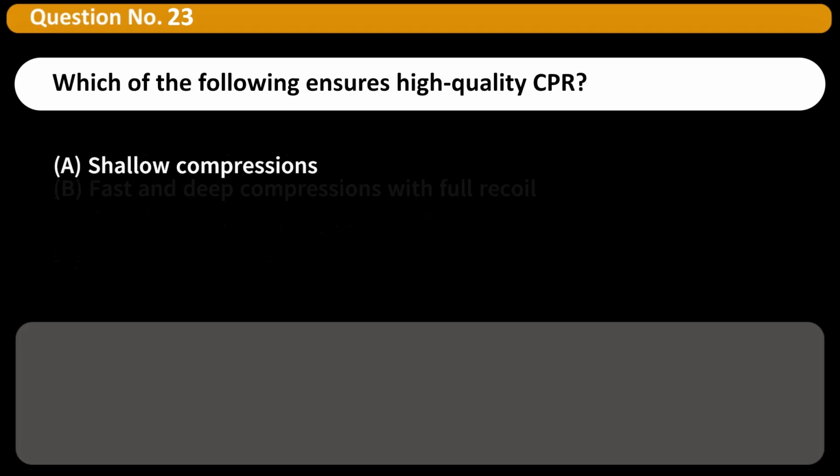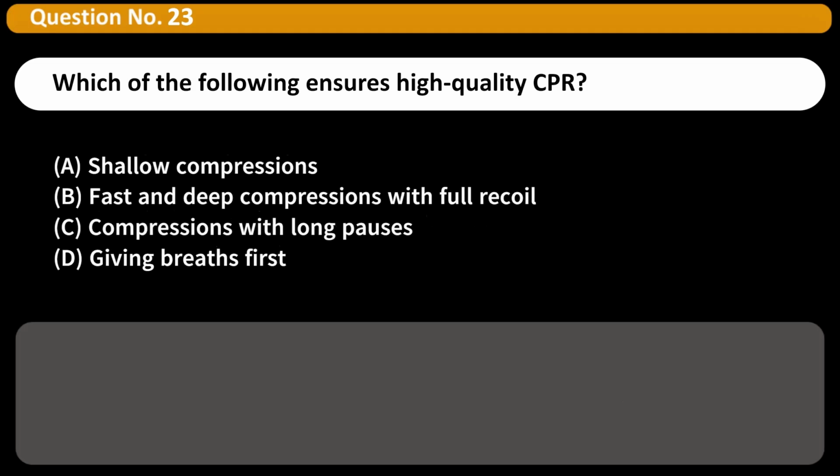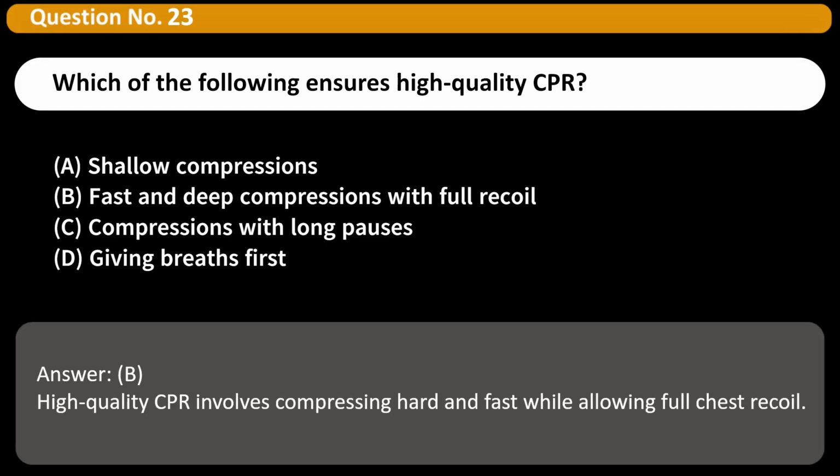Which of the following ensures high-quality CPR? A. Shallow compressions. B. Fast and deep compressions with full recoil. C. Compressions with long pauses. D. Giving breaths first. Answer B. High-quality CPR involves compressing hard and fast while allowing full chest recoil.